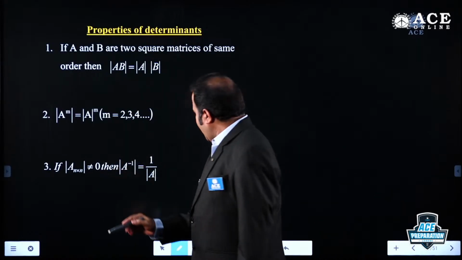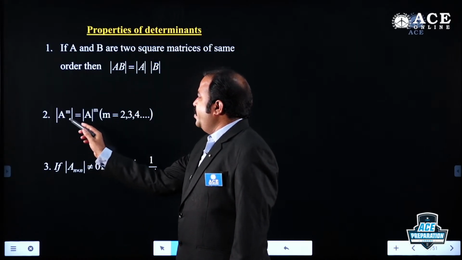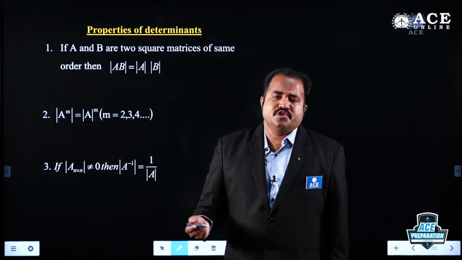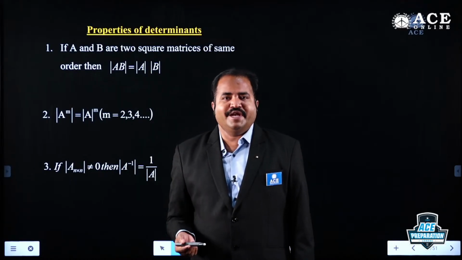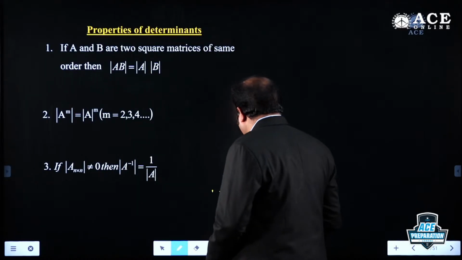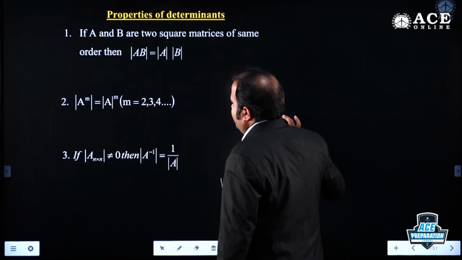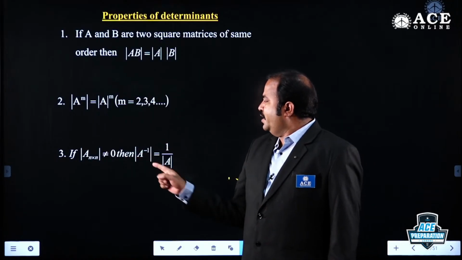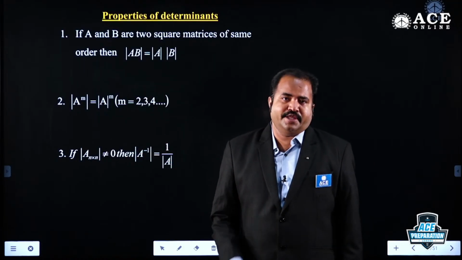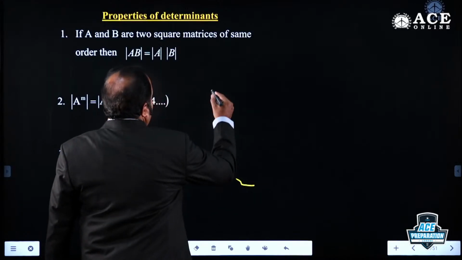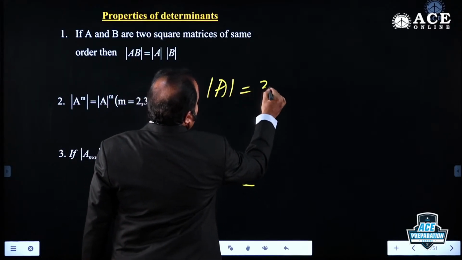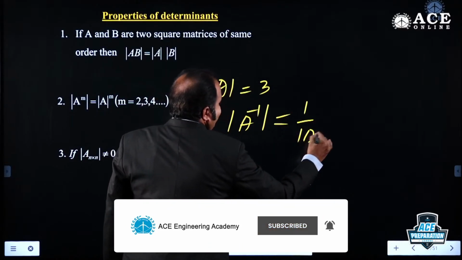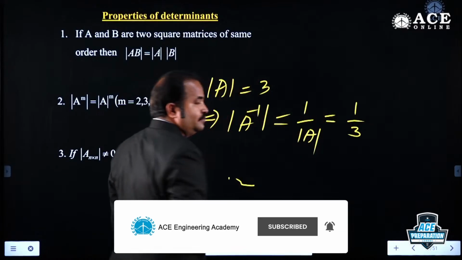Okay, right. And the second one is, determinant of A power m equal to det A whole power m. So that is determinant of A square equal to det A whole square, determinant of A cube equal to det A whole cube, etc. Similarly, if determinant of A is non-zero, right, then determinant of A inverse equal to 1 by det A only. Means what I am saying is, for example, if det of A equal to 3, that implies det of A inverse equal to 1 by det A, so it is going to be 1 by 3 only.